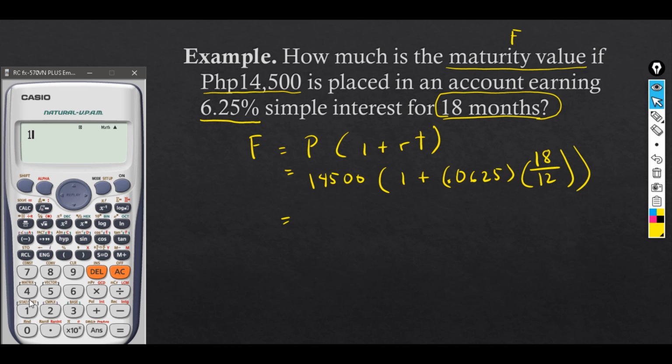So, 14,500 parenthesis 1 plus 6.25%. Yan. Times 18 over 12. Yan. Kaya may over 12 kasi months yung given. Yan. So, ibig sabihin, 15,859.38 yung maturity value. So, maturity value is, kailangan peso?